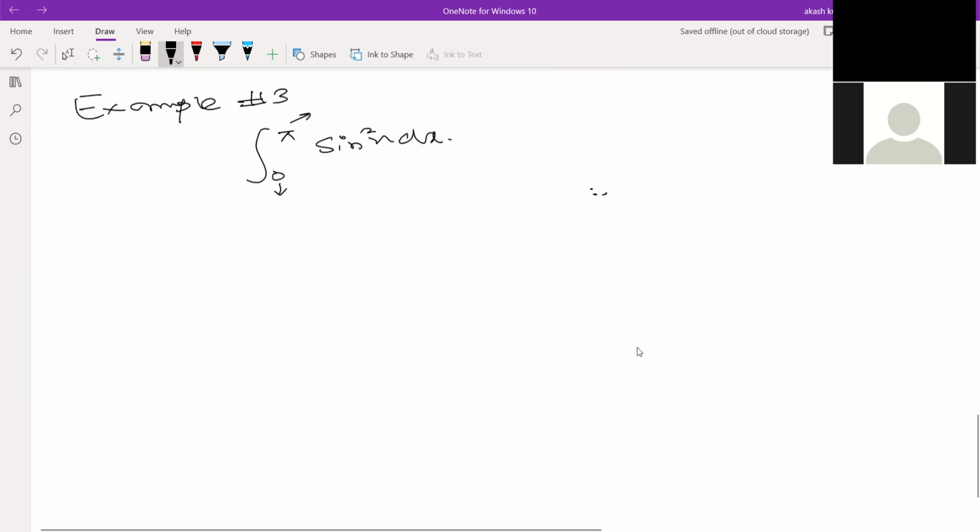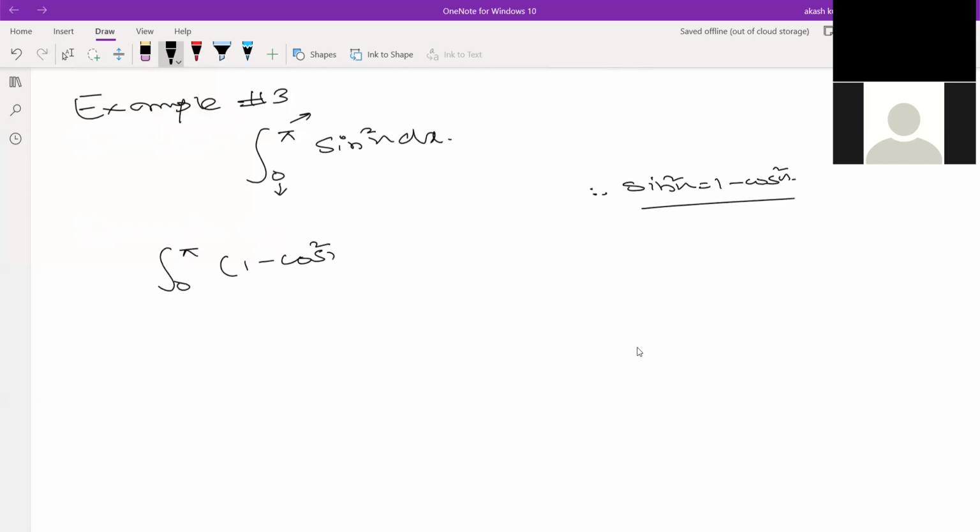So I know the identity for sine square x, which is 1 minus cos square x. Let's suppose I use this identity, then my function will become 1 minus cos square x dx. I know the integration of 1, but what is the integration of cos square x? The direct integration of cos square x is not available in the formula list. So we can't apply this identity here. It's failed.